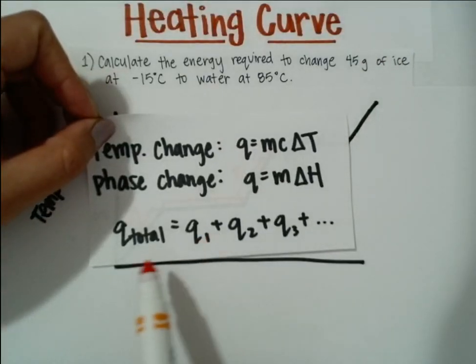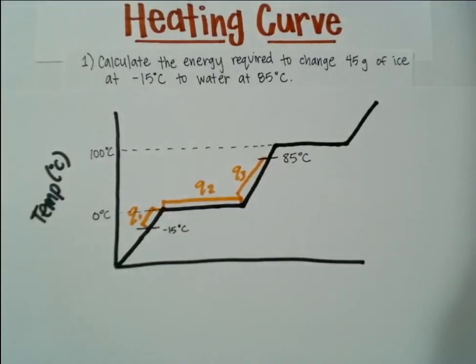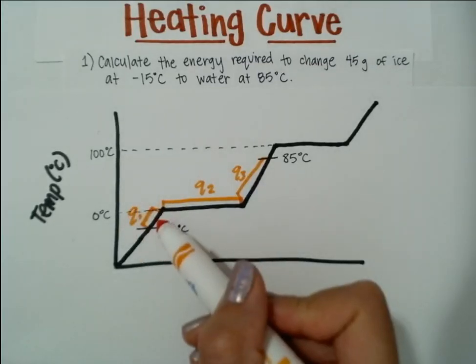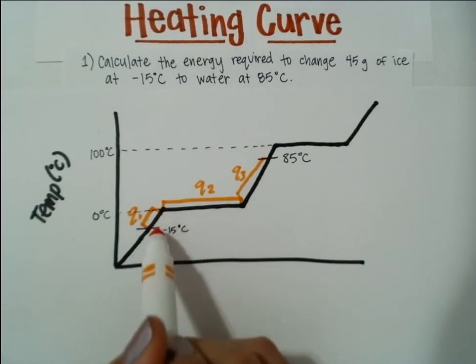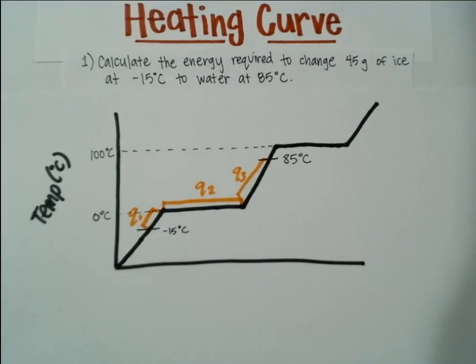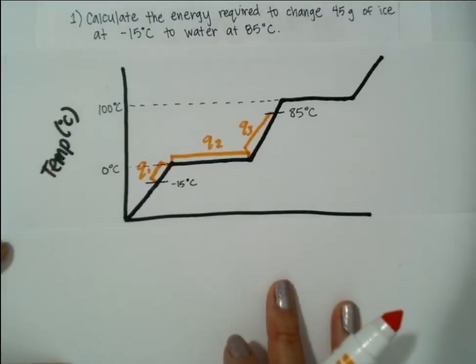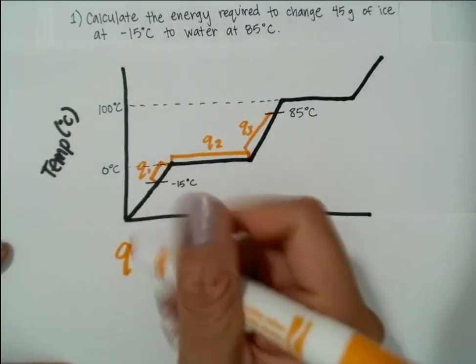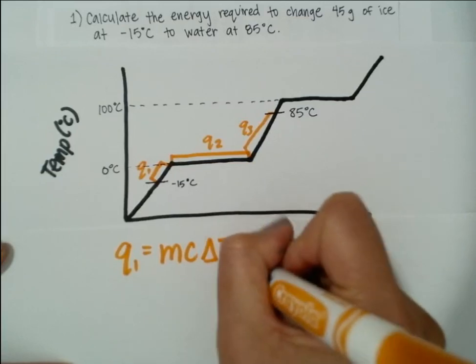Okay, just a reminder, we can solve for different Qs and then just add them all together at the end to get my total. Okay, so the first thing I'm going to do is start with Q1. There's a temperature difference from negative 15 to 0, and so that means I'm going to use my specific heat formula. Okay, so what that looks like here is we are going to use Q1 is equal to MC delta T.